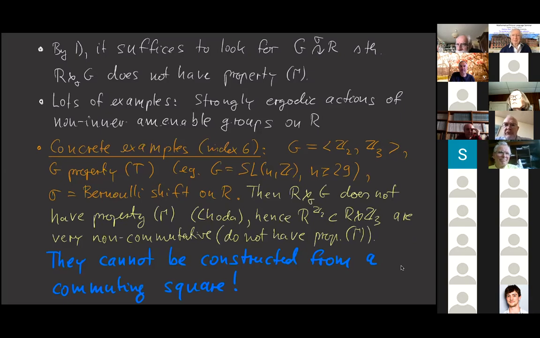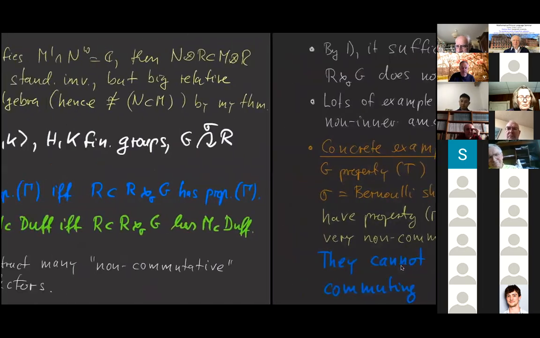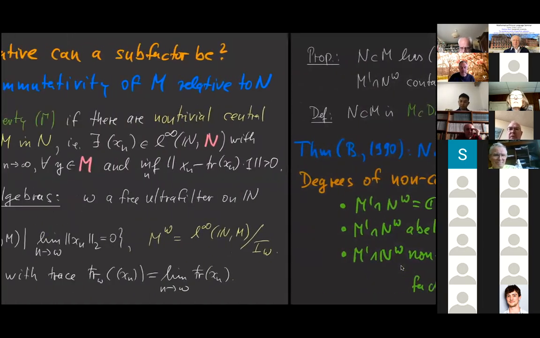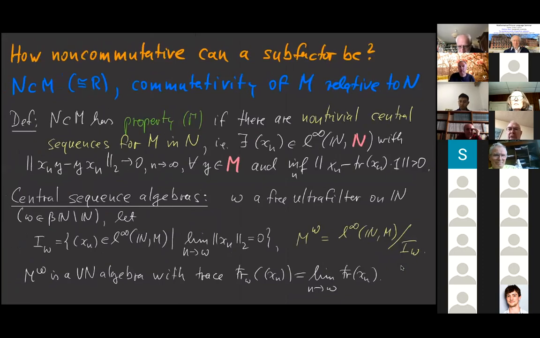I have a question about the central sequences. You're looking at sequences in the subalgebra that are approximately central in the big algebra. What about the other way around? Of course, there are lots of central sequences in the big algebra. But what about sequences that are only supposed to commute with elements in the subalgebra? I wonder, does that have any interest?